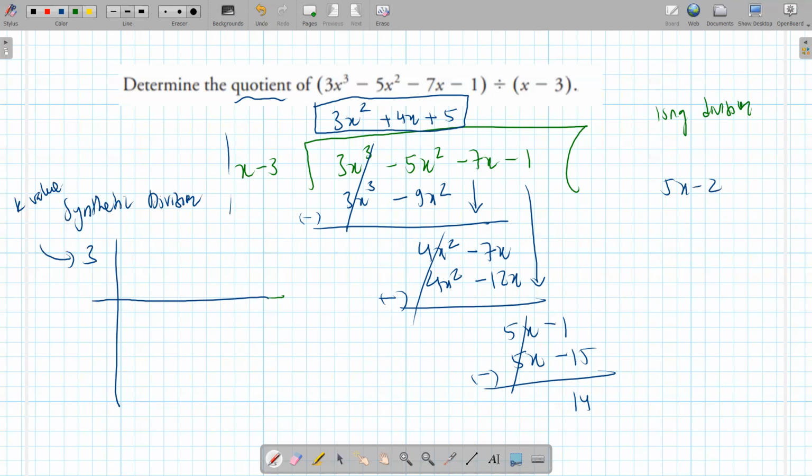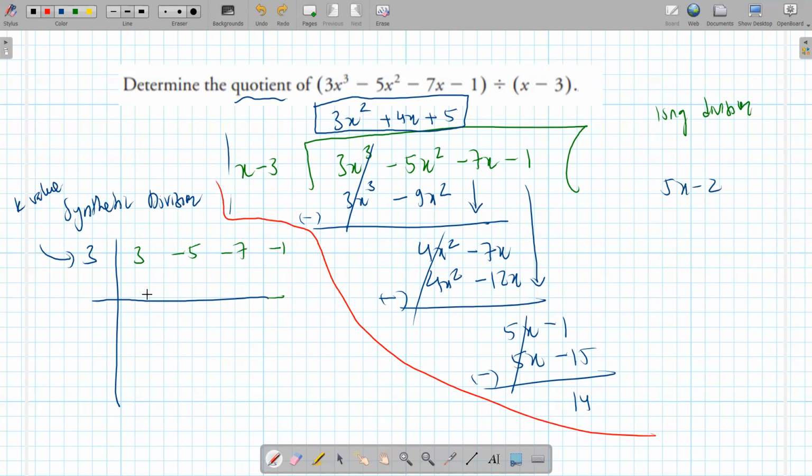So here we have 3, -5, -7, and -1. Just like before, if there's something missing, let's say the 7, this term did not exist, then you'd put an arbitrary 0 here. And you do the same thing in long division.